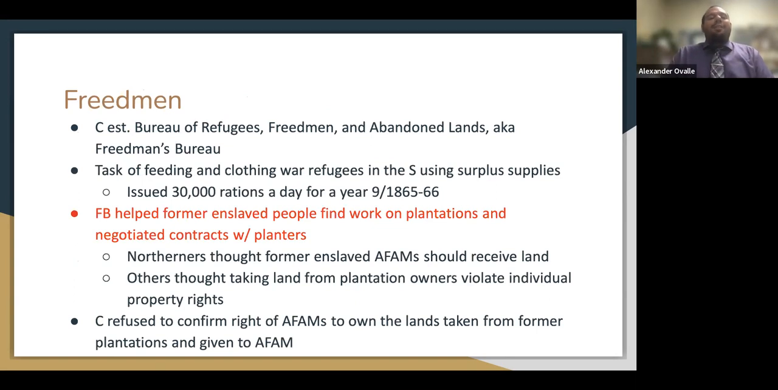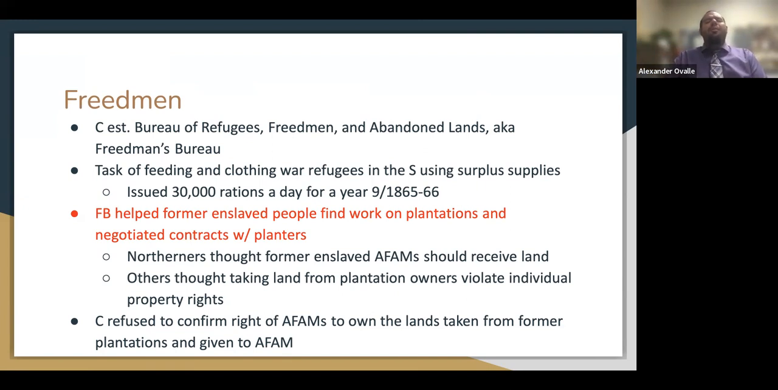So then Congress establishes what's called the Bureau of Refugees, Freedmen, and Abandoned Lands, aka the Freedmen's Bureau. It took up the task of feeding and clothing war refugees in the South using surplus supplies. They will issue 30,000 rations a day for over a year, from September 1865 to 1866. The Freedmen's Bureau helped formerly enslaved people find work on plantations and negotiated contracts with planters. That is the only good thing from the Freedmen's Bureau, just so you know.